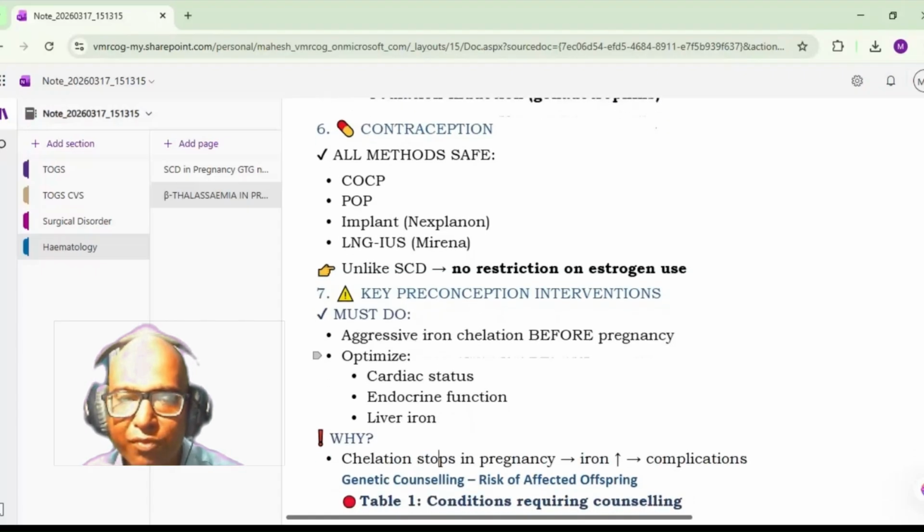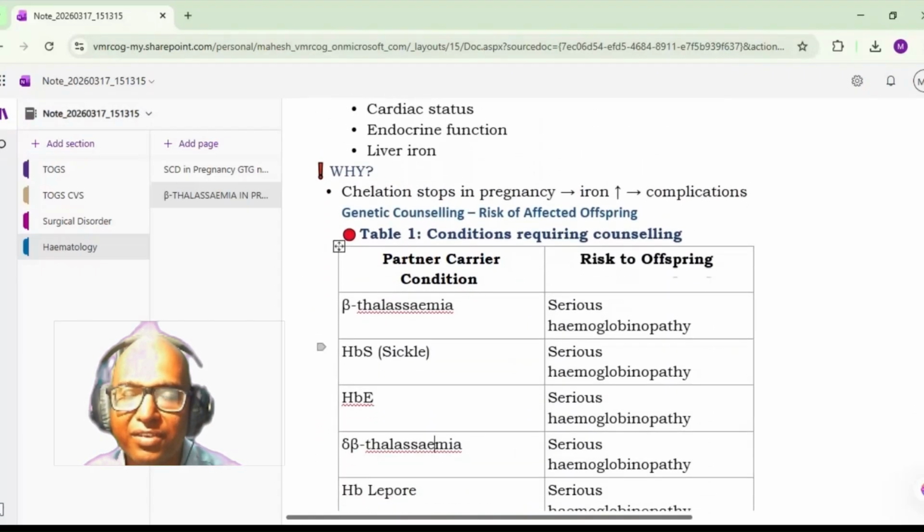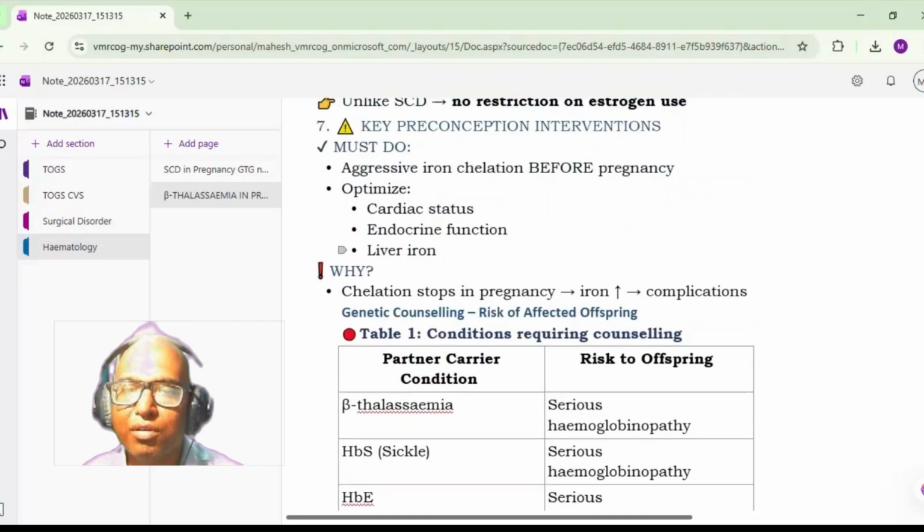So in preconception intervention, what should we do? Aggressive iron chelation before pregnancy, and check cardiac status, endocrine function, and liver iron. Chelation is to be stopped in pregnancy. That leads to an increase in the iron, so there can be complications. And for genetic counseling, we need to check the carrier status of the partner.